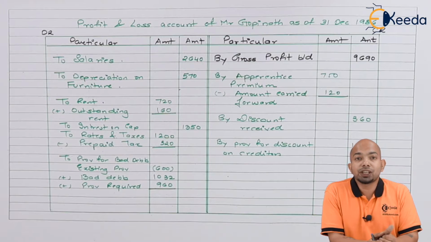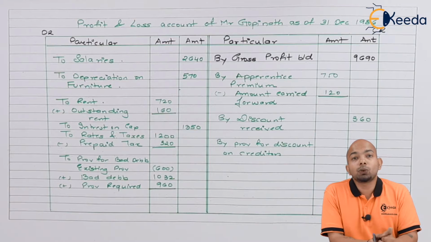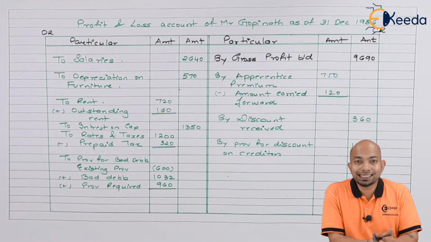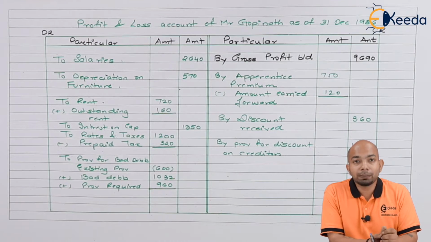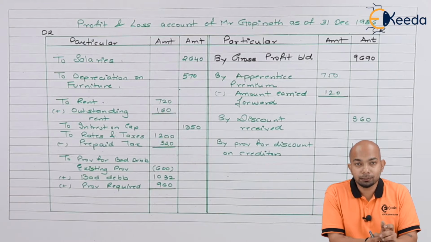Rent amount, which was mentioned as 720, we had to add outstanding rent of 160 to it, which has been mentioned here. That means adding outstanding rent. The second effect of this will be in the balance sheet liability side.